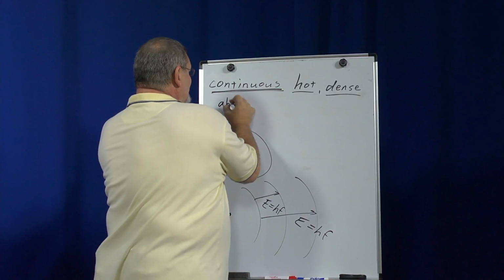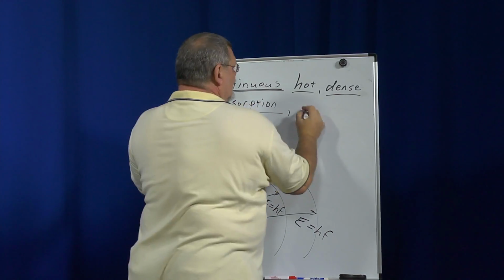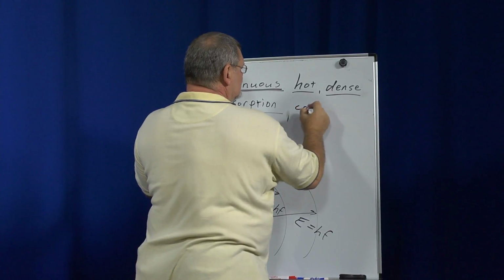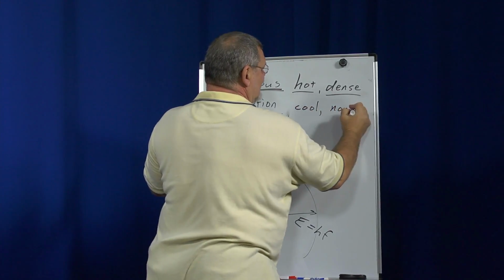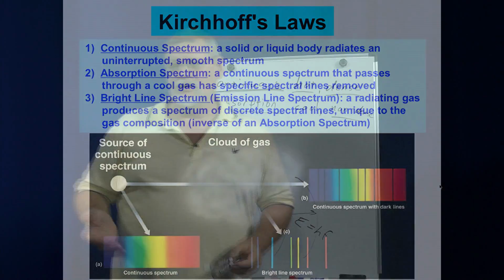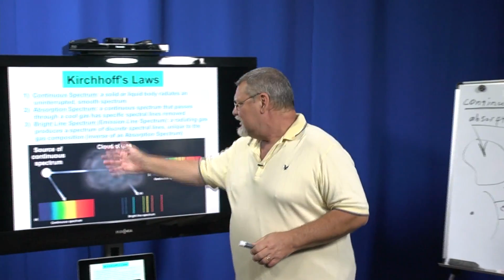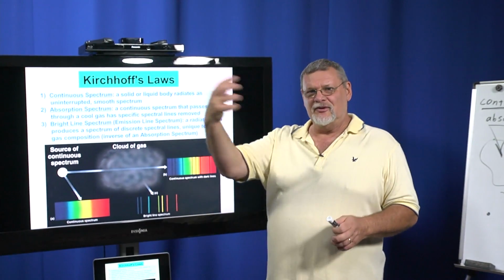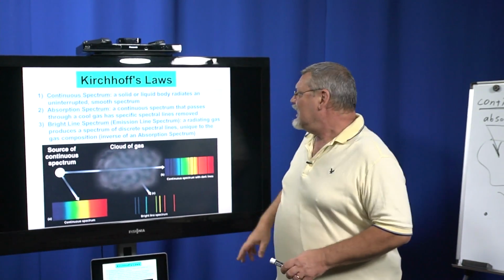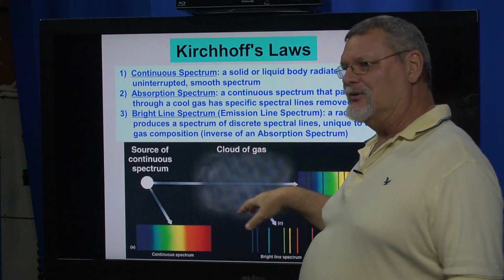The absorption spectrum you get from a cool, non-dense gas. And when we say cool, we mean cooler than what's behind it. It could be still to us very hot, but what we mean by this is that it's cooler than whatever is behind it. And then finally we get back to what we saw before, an emission line spectrum.